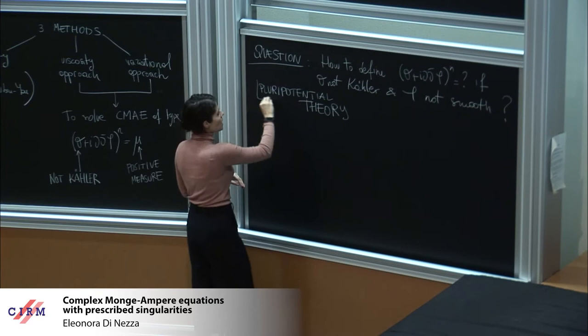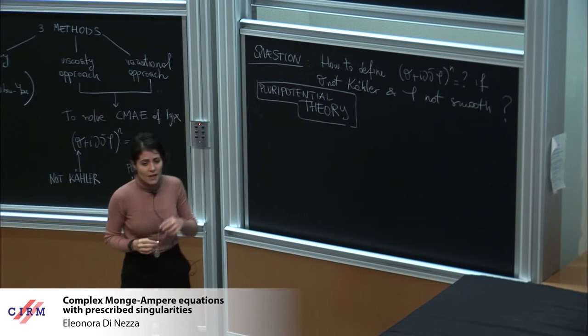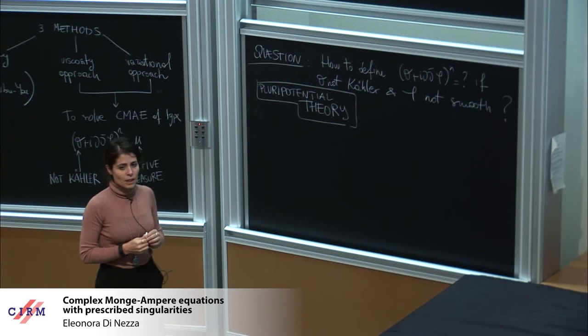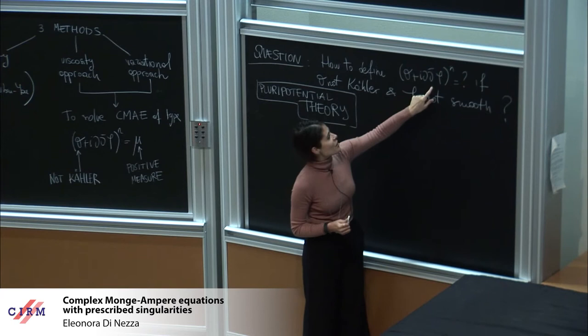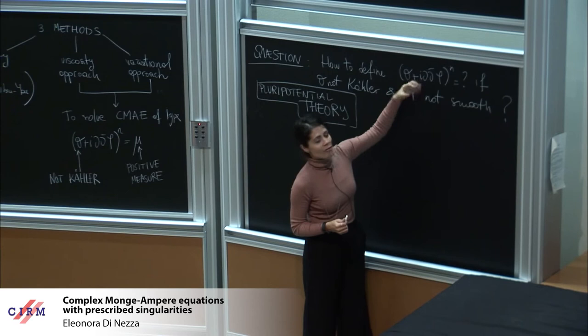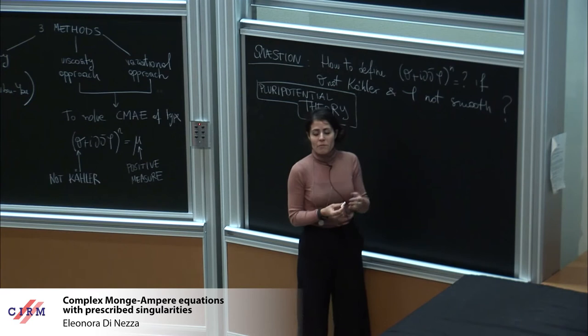Yes. I'm just trying to understand the nature of the question. Suppose phi is smooth. What's the problem with defining this? First of all, if theta is not Kähler, you're not going to find such a smooth guy such that this is going to be positive. So you want to define a positive measure. The Monge-Ampère measure is a positive measure a priori.